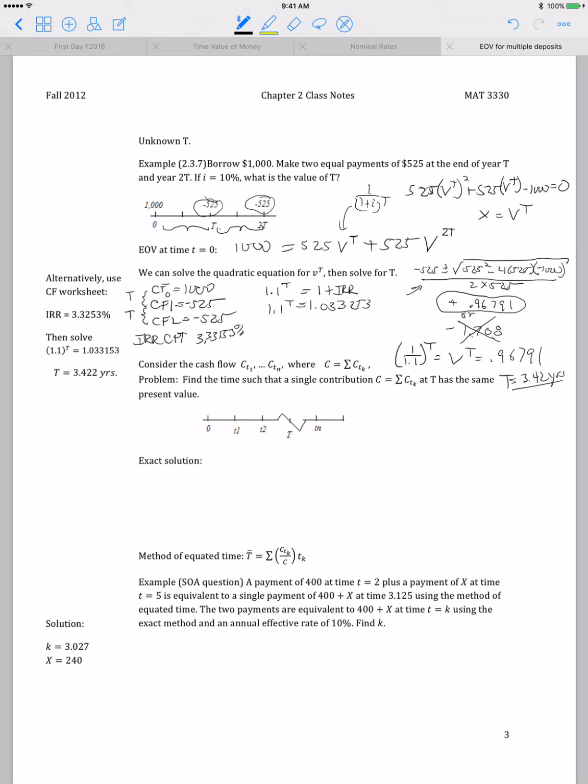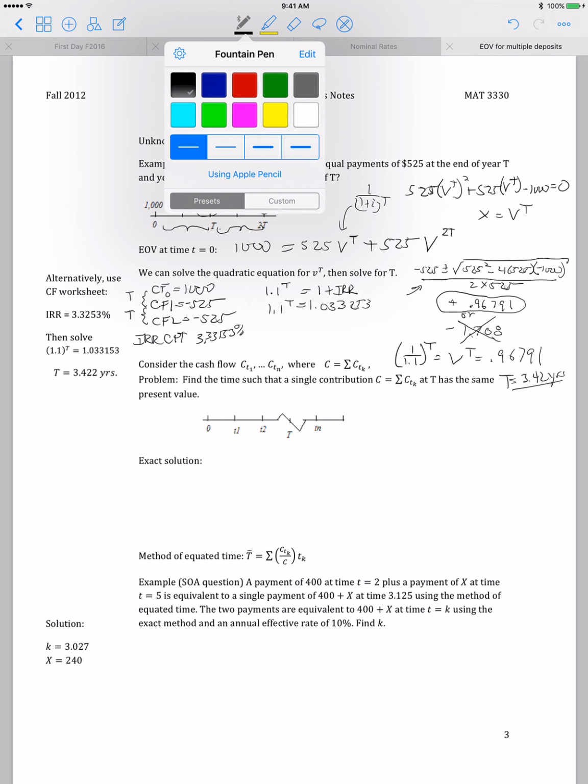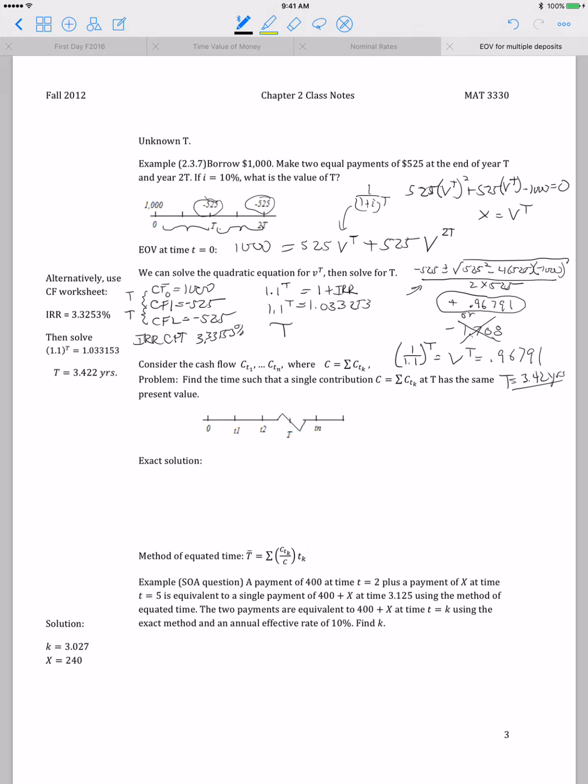Again, it's an exponential equation. As a matter of fact, it's the same exponential equation as before. If I just take the reciprocal of the equation that I had when I used v of t, and again I get t equal to 3.42 years.